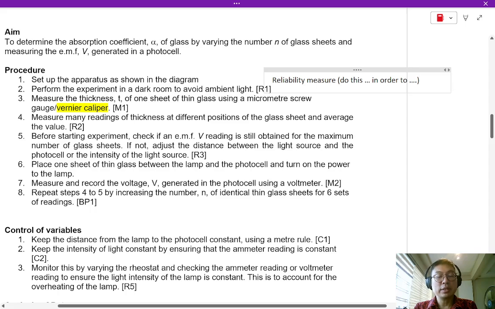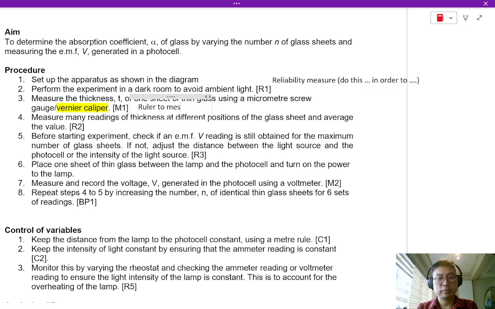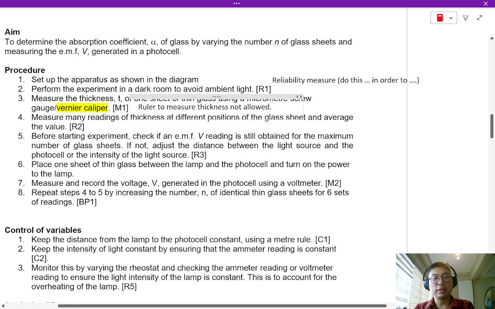Next, you need to measure the thickness of one sheet of thin glass using a micrometer screw gauge or vernier caliper. Using a ruler to measure thickness is not allowed. Next, you can measure the thickness at different positions of the glass sheet and average the value. This is also a reliability mark.